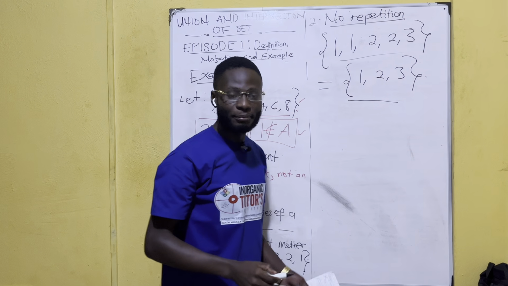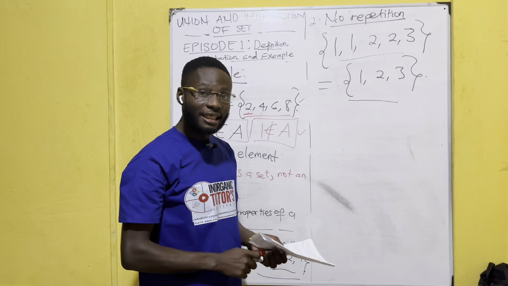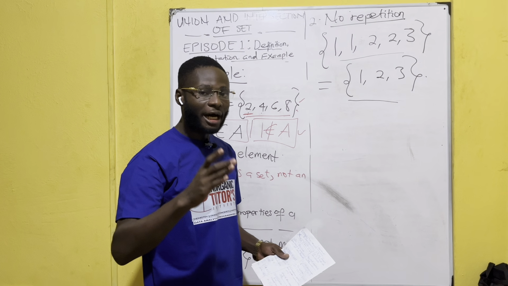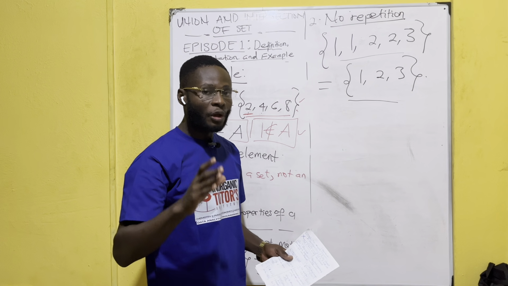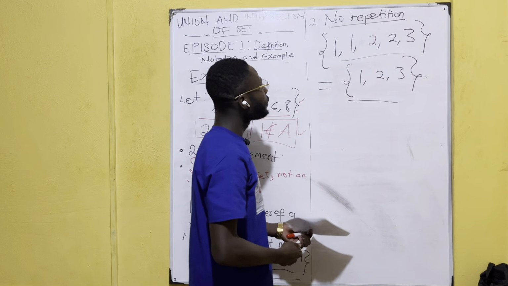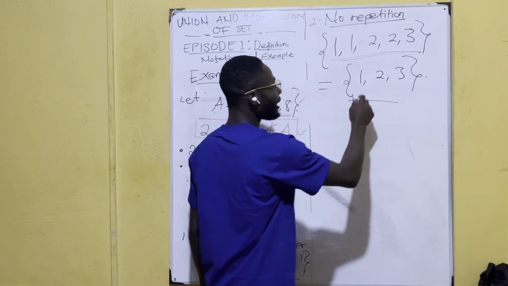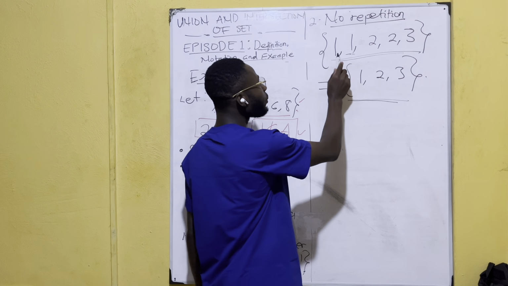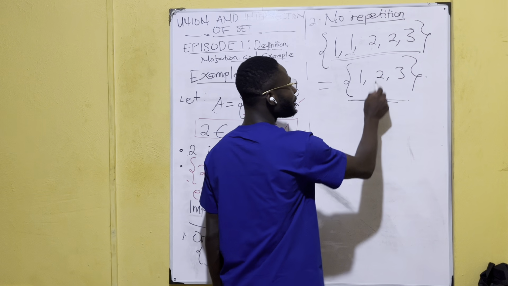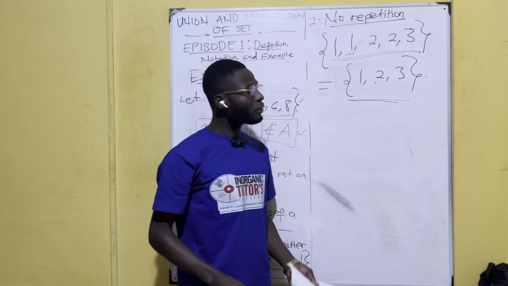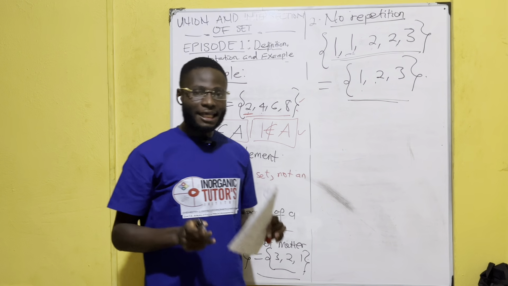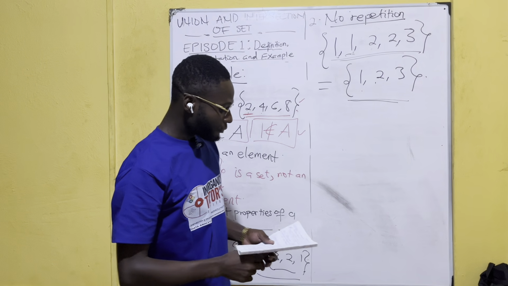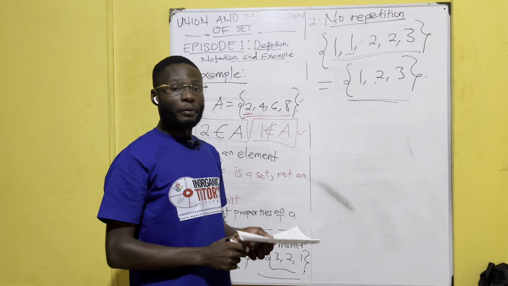You are just wasting your time. So repetition is not needed in sets. When we are talking about a set, we are not interested in repetition. So someone writing this is the same as someone writing that. We count this one as 1. So 1, 1 is the same as 1. 2, 2 is the same as 2. 3. Great? So don't repeat items when it comes to sets.